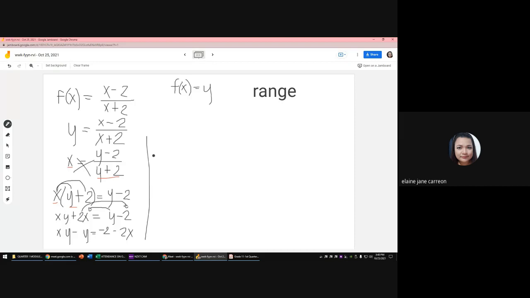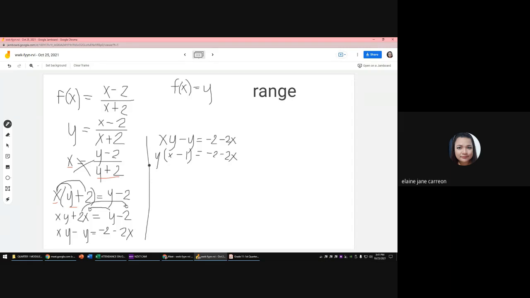Okay, i-continue ko dito. Ngayon, sulat ko lang ha, let me just copy the last part of the solution. xy minus y equals negative 2 minus 2x. Okay, factor out y. This is a common monomial factor, a lesson of your grade 7 mathematics. So y times xy divided by y is x minus y divided by y is 1. See, na-eliminate na si y dito sa factor natin. And rewrite negative 2 minus 2x.